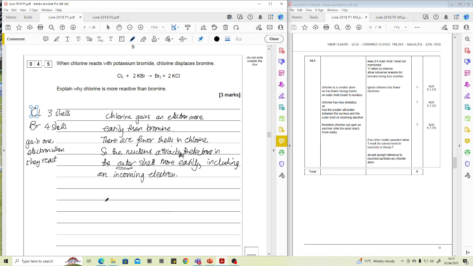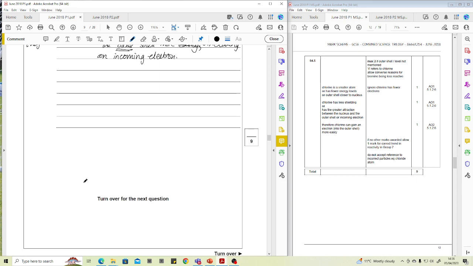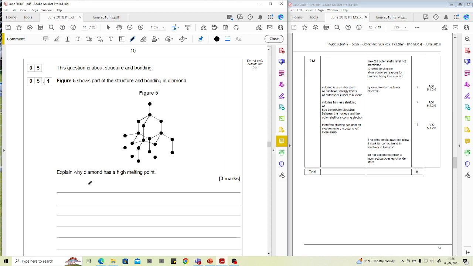There you go. And I've worded this wrongly, more strongly. So the nucleus attracts electrons in the outer shell more strongly, including an incoming electron. Okay, question 5. More structure and bonding.